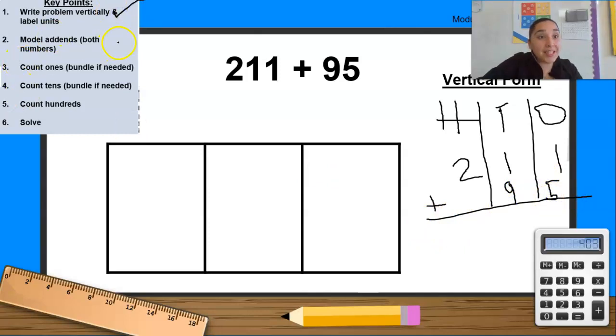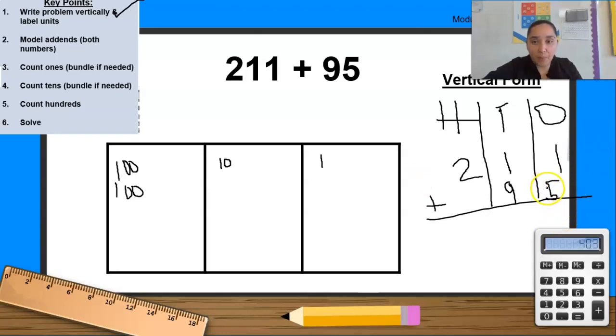Key point number 2 says model addends. Remember, model addends means that you draw the place value disk for these numbers. How many ones do I draw for the first addend? Yes, 1. How many tens do I draw? Yes, 1 ten. How many hundreds do I draw? Yes, 200. Does my place value disk match the first addend? Yes. Now let's draw the other one.